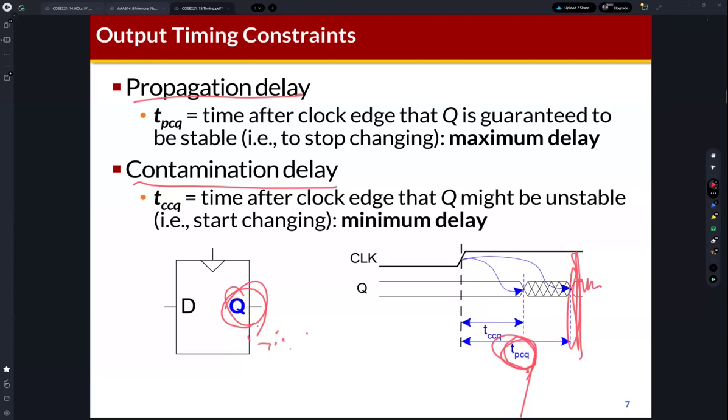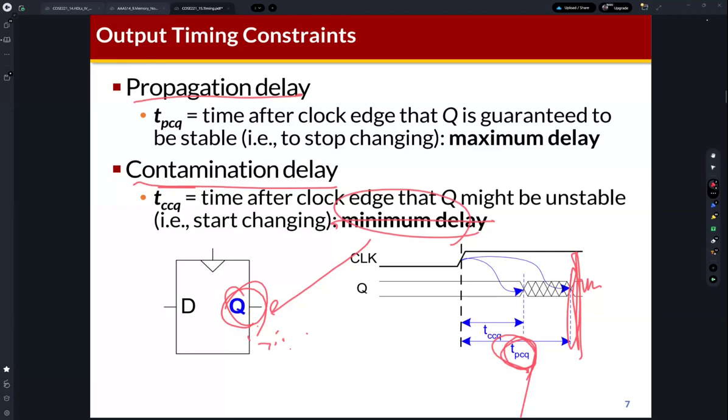This is the maximum delay, the maximum delay of the output port of D flip-flop. Also, we can consider the contamination delay. So this is the minimum delay. We learned about the contamination delay of the combinational logic, right? It's the same. So contamination delay of this D flip-flop is the minimum delay of this output port.